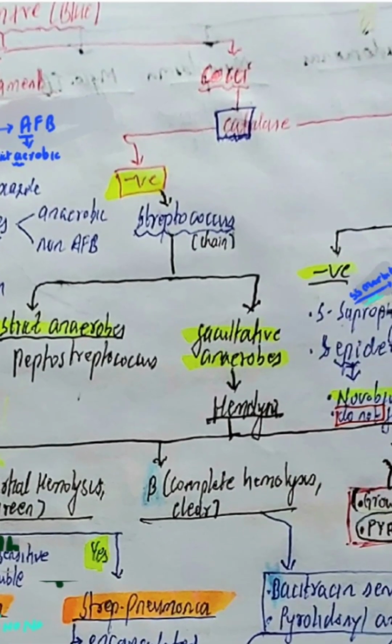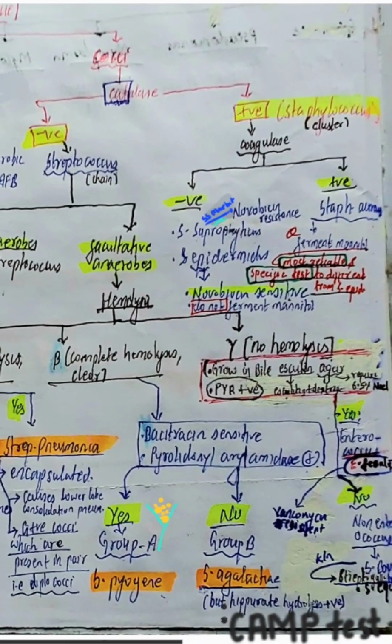In cocci, let's see, it can be catalase positive or catalase negative. If it is catalase positive, the answer will be Staphylococcus. It will be in clusters. So next step, see coagulase. If it is positive, it is Staph aureus and it ferments mannitol. Fine, and it's the most reliable and specific test to differentiate from Staphylococcus epidermidis.